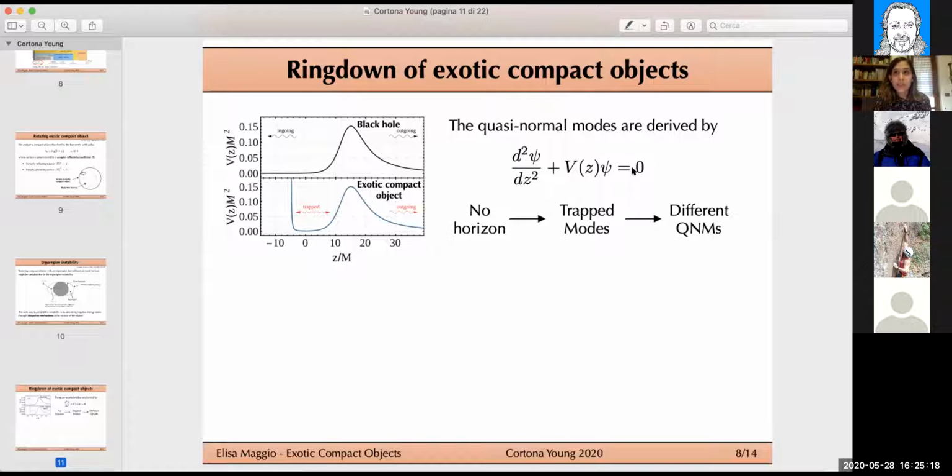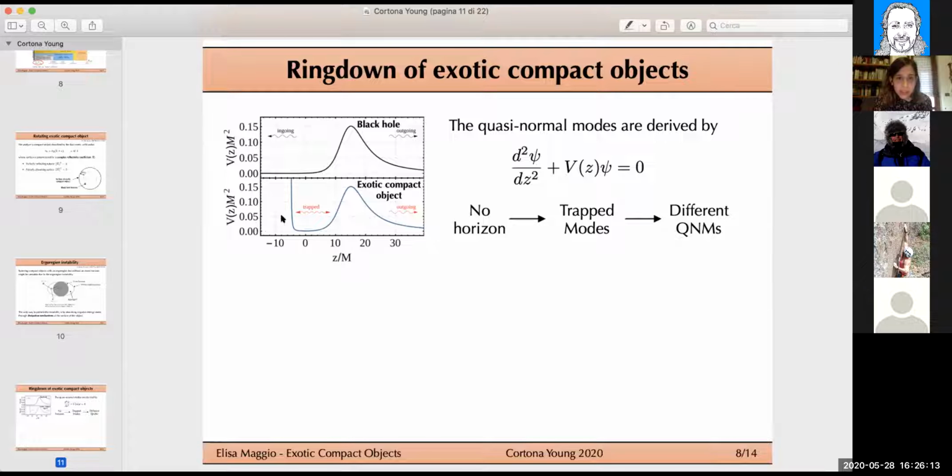The quasi-normal modes are derived by studying the gravitational perturbation on top of the background of the compact object. The perturbation is described by a second-order differential equation subjected to an effective potential. Here I'm showing the effective potential for the black hole case, as a function of a radial coordinate, which represents the distance from the event horizon, which is on the left of this plot. The effective potential for the black hole has a peak at a value which represents the unstable orbit of a photon around the black hole, the so-called light ring. Everything that falls in can only be ingoing and will be absorbed by the black hole.